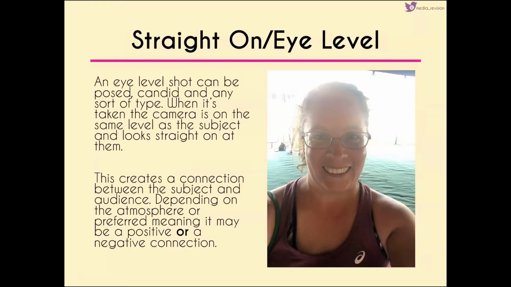Now, a straight on or eye level shot could be posed, could be candid. It's any sort of shot type, but it's taken on the same level as the person. So the camera is literally at the same level as the subject, looking straight on at them. This creates a connection between the subject and the audience, and depending on the atmosphere or meaning, it could be either a positive connection like we've got here, or a negative connection.